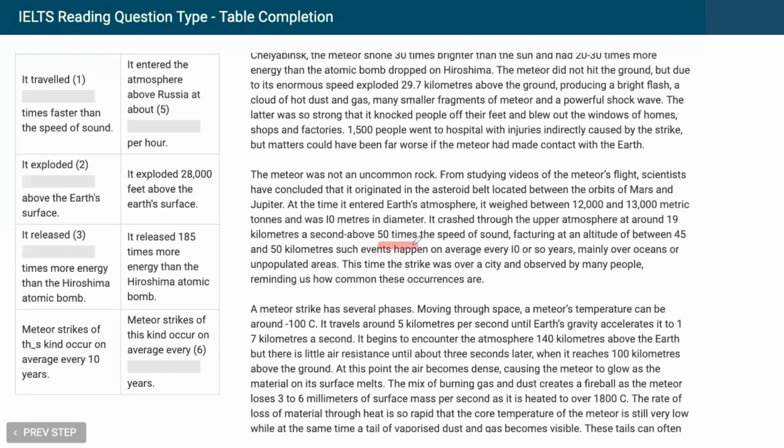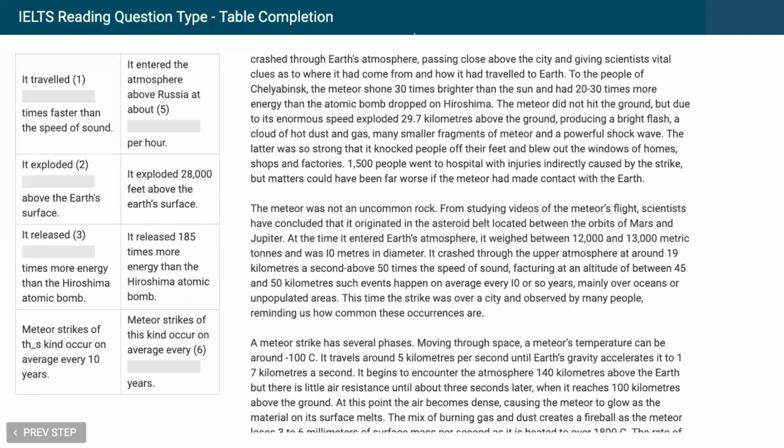Number two, it exploded 29.7 kilometers above the Earth's surface, or above the ground. Number three was 20 to 30 times more energy. So if you remember, that was found right in the beginning of our look into this passage. It was right around here.